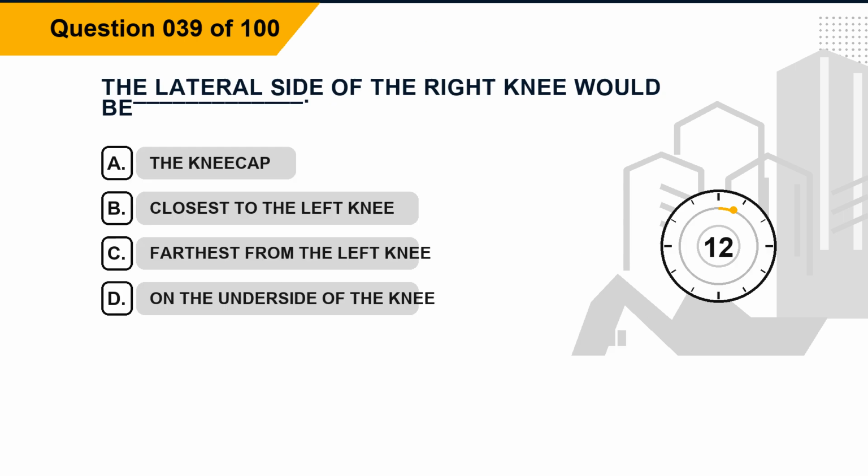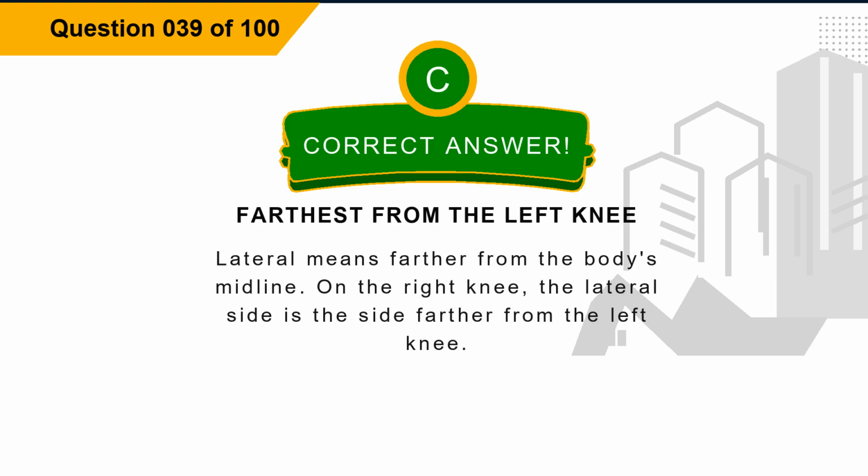Question 39. The lateral side of the right knee would be blank. Option A, the kneecap. Option B, closest to the left knee. Option C, farthest from the left knee. Option D, on the underside of the knee. The correct answer is option C, farthest from the left knee. Explanation. Lateral means farther from the body's midline. On the right knee, the lateral side is the side farther from the left knee.